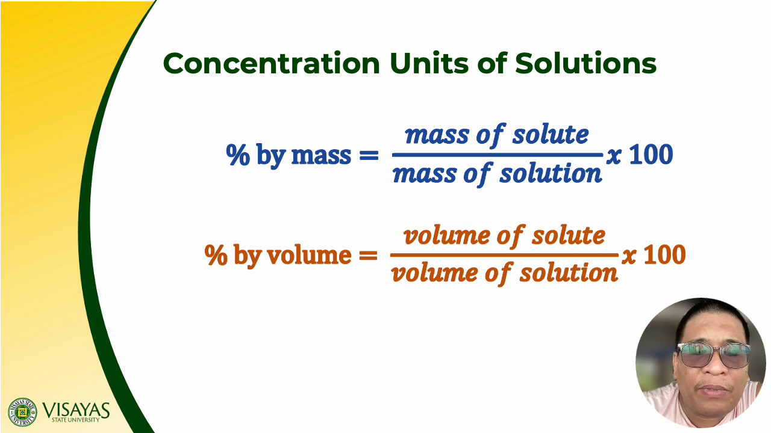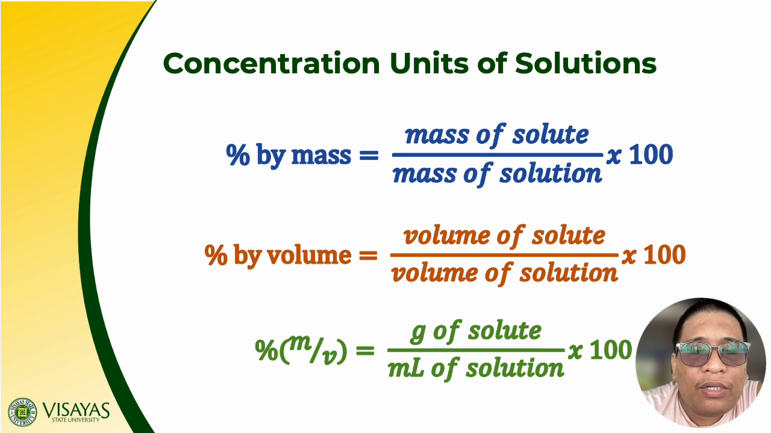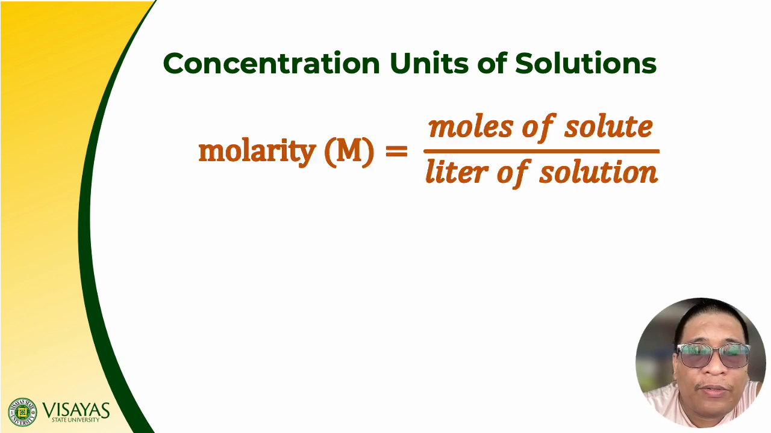In this case, we cannot expand this to volume of solute plus volume of solvent because the volume of the solute and solvents are not always additive. Then we have the percent mass by volume, which is the gram of solute per milliliter of solution times 100, and that's the fixed equation for that particular concentration unit.